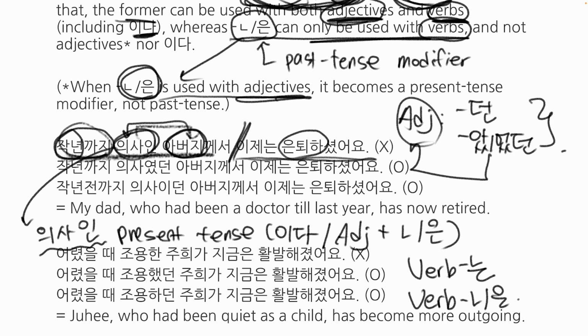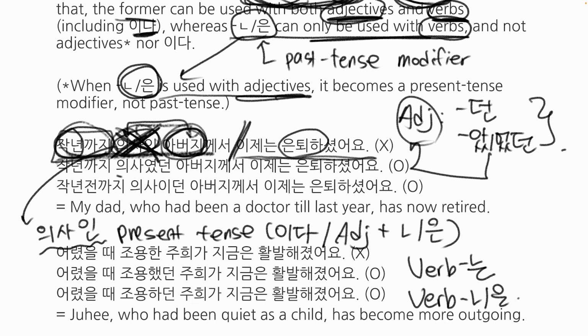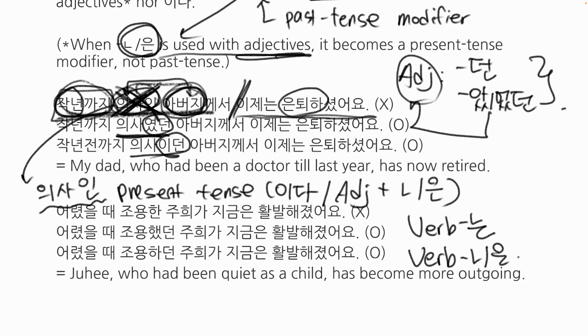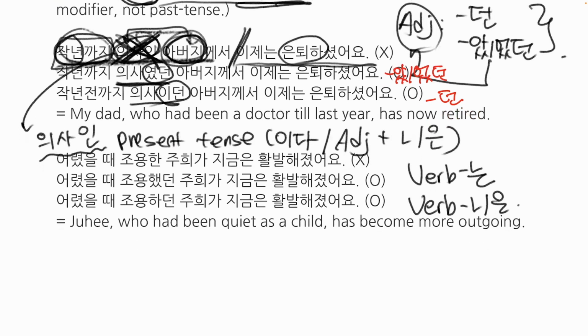So 의사인 아버지께서, this is the present state. So it doesn't fit the sentence, right? You're talking about your dad who used to be a doctor till last year. So you cannot be using present tense modifier here. But you can say 의사였던 아버지 or 의사이던 아버지. Either you use 았었던 or verb-던, right? And let's look at the next one.